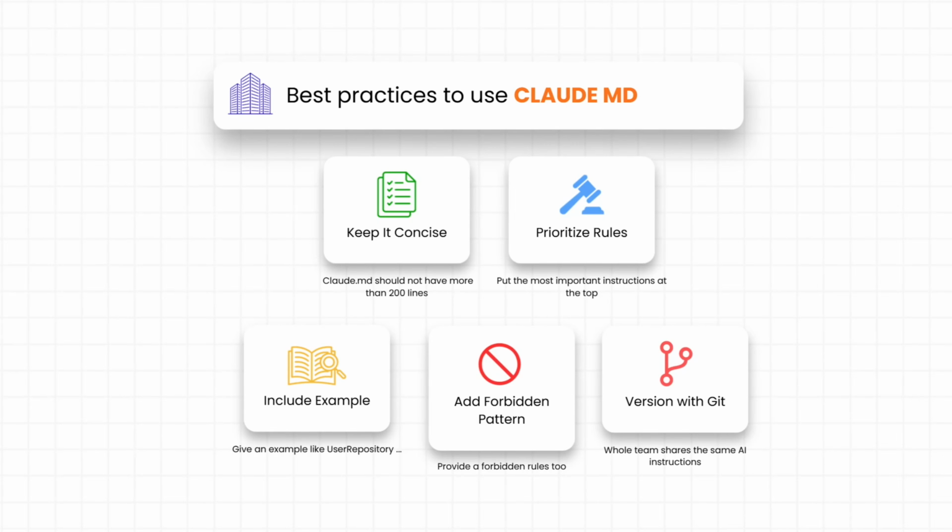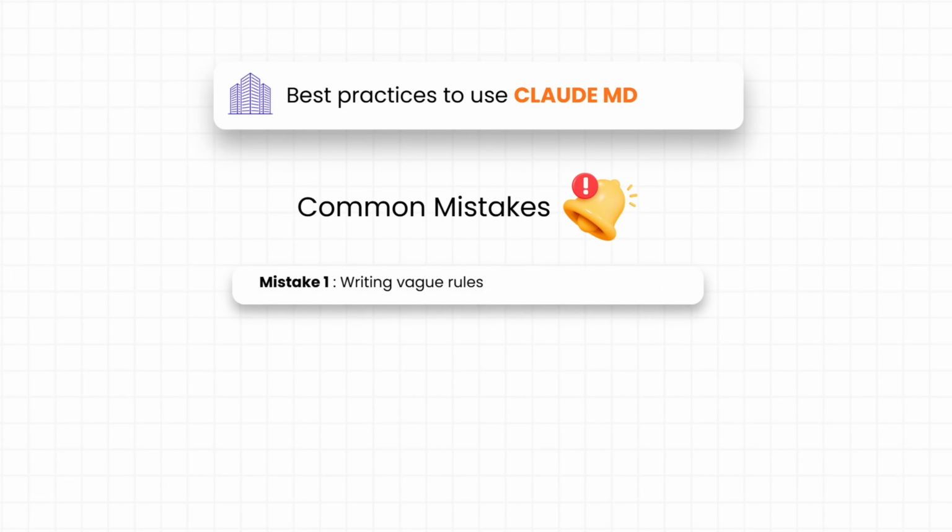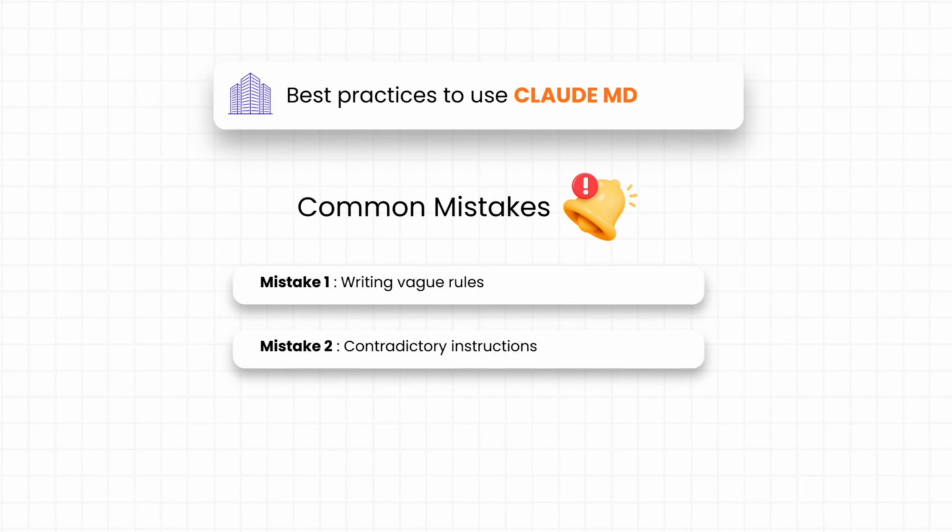So now you know the best practices, but there are also some common mistakes that you should be aware of. Mistake 1. Writing vague rules. For example, instead of "write good code", the better option is "use SOLID principles and dependency injection". Mistake 2. Contradictory instructions. For example, at the top of Claude.md, you mention to use Bloc, but somewhere in the middle, you mention to use GetX.